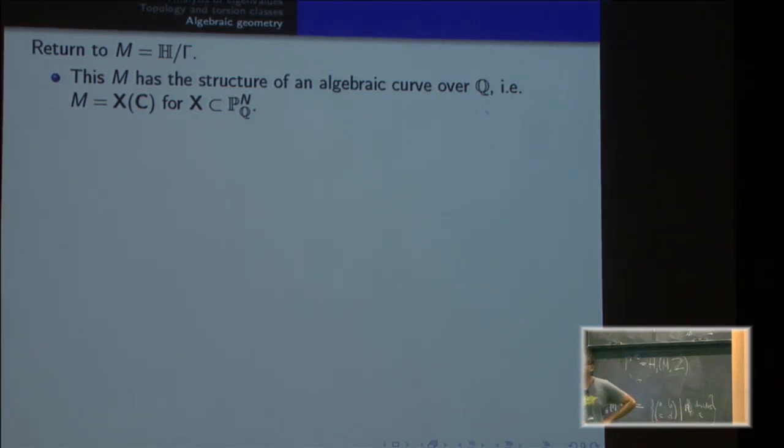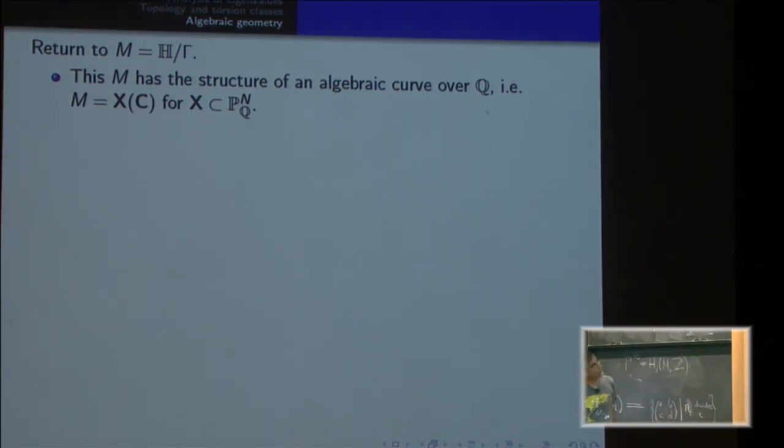complex tori. So it has a complex structure. And by using this moduli property, you can give it, in a natural way, the structure of an algebraic variety, an algebraic curve over the rational numbers. Meaning there's a natural way to think of it as the set of complex solutions to some system of equations inside projective space over the rational numbers. So this comes from thinking about moduli of elliptic curves.